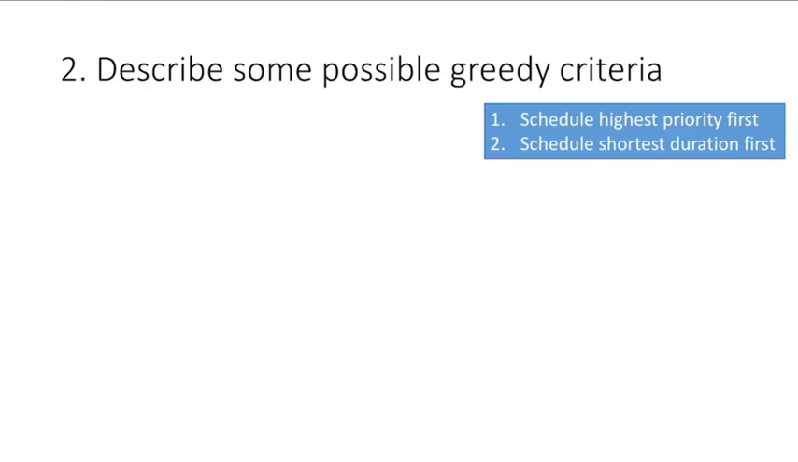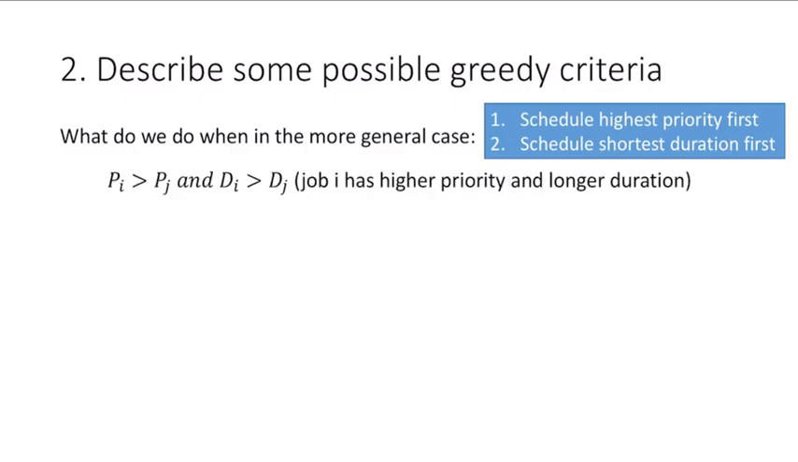All right, to summarize that previous video, we want to schedule the higher job first, the higher priority job first, and the shorter job first. So what do we do in the more general case? For example, when we have a job I that has a higher priority, but it also takes longer.